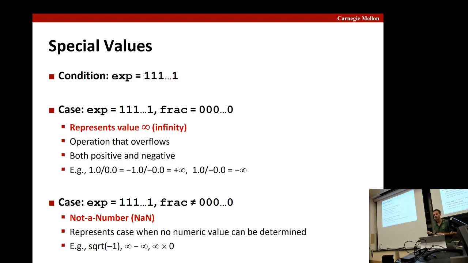That represents the cases where no numerical value can be determined. If you try to take the square root of -1, you're getting an imaginary number. If you try to do improper arithmetic with infinity, it's not a number, and so forth. So those are the two special values.